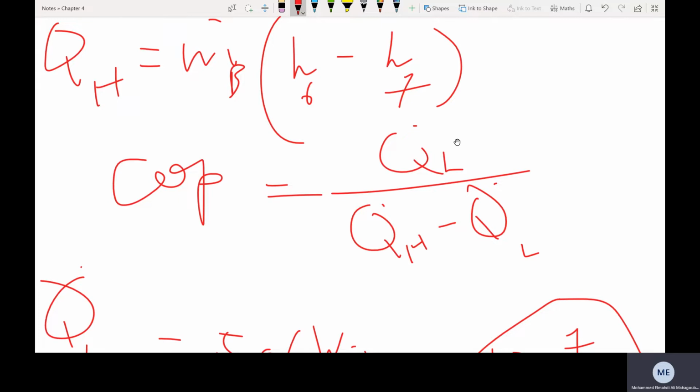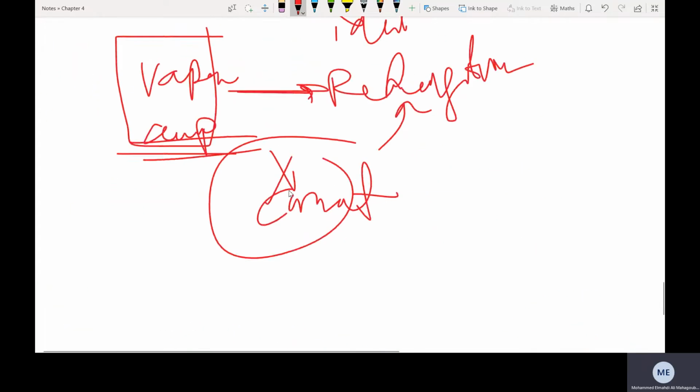The only thing that maybe slowed us a bit was the efficiency of the compressor, but it was fine. It was the same thing for both compressors, so don't forget to apply it. And now after we find QL, we can find QH and then do the equation. Or if you don't mind, calculating the two compressor powers.